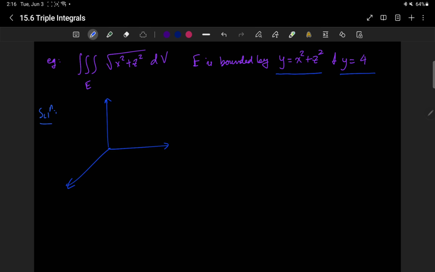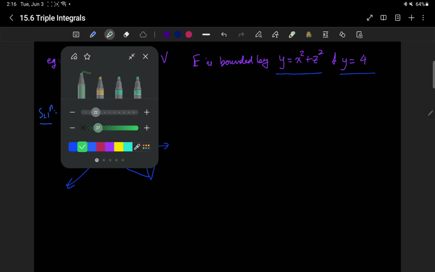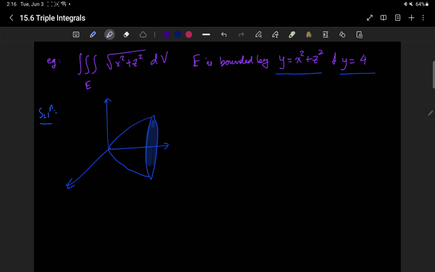y equals x squared plus z squared is a paraboloid, which is cut off at y equals 4. So what we have is a shape of this form, where this end is a disk. And each of these segments is a circle because it's x squared plus z squared. This is y, z, and x here. And this surface is y equals x squared plus z squared. This point here is 4. That's the y equals 4.